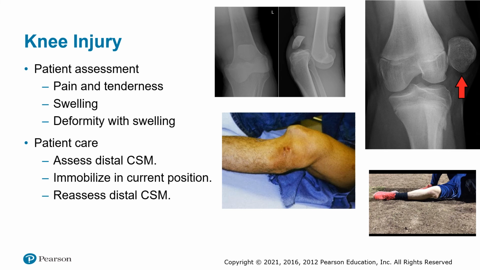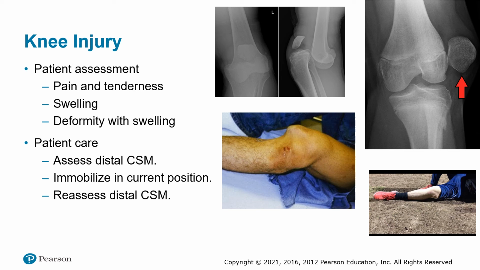So knee injuries, so dislocations are typical in a knee injury. Pain and tenderness, swelling, deformity with swelling. They're going to assess the distal PMS, immobilize in the current position, and then reassess.